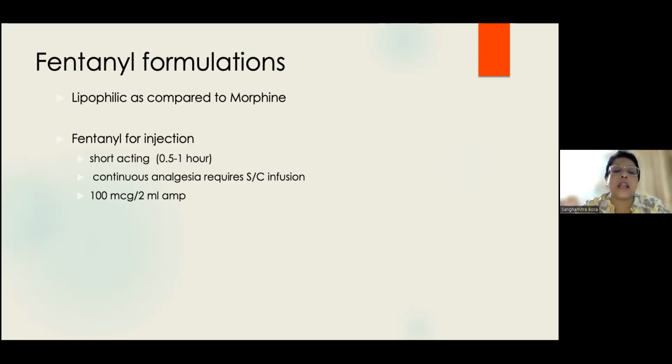We have to understand a few things regarding fentanyl formulations also. Fentanyl is lipophilic as compared to morphine. When we give it as an injection, it is short acting, acting in half an hour to 1 hour. But if we have to give the patient continuous analgesia by means of fentanyl injection, it will require a continuous subcutaneous infusion, and it comes in a dosage of 100 micrograms per 2 ml ampule.